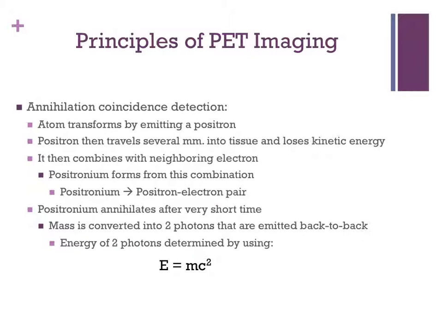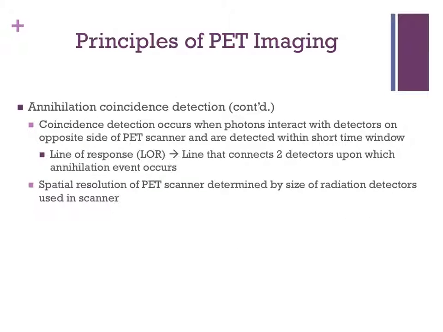The energy of the two photons is determined by using Einstein's equation, which is E equals mc squared. Coincidence detection occurs when photons interact with detectors on the opposite side of the PET scanner, and they are detected within a short time window. And then the annihilation event can be assumed to have occurred along the line that connects the two detectors. And this is referred to as the line of response, or the LOR.